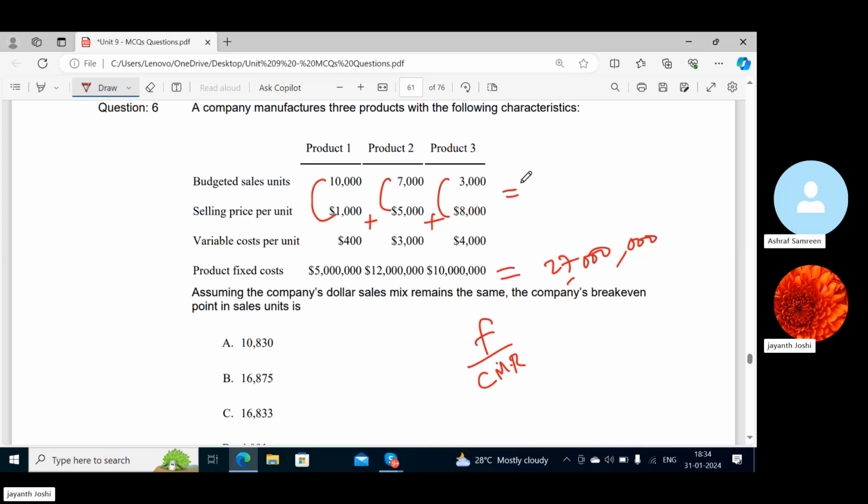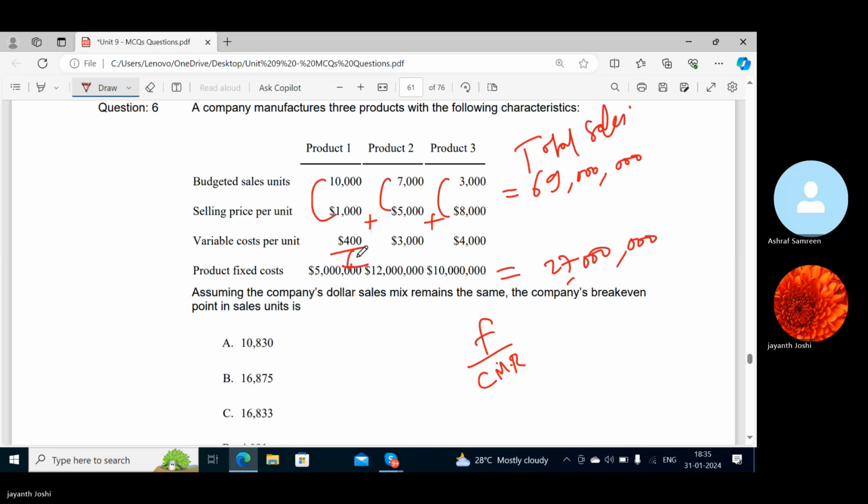$69 million. Okay. So we've got the total sales. That's the variable cost. Total sales of 3 products. And then what is the unit contribution margin? These are unit contribution margin, right?